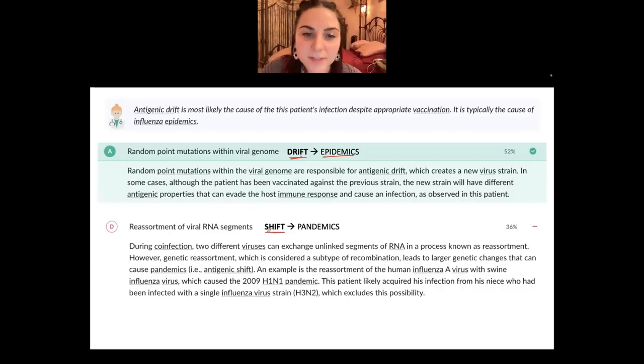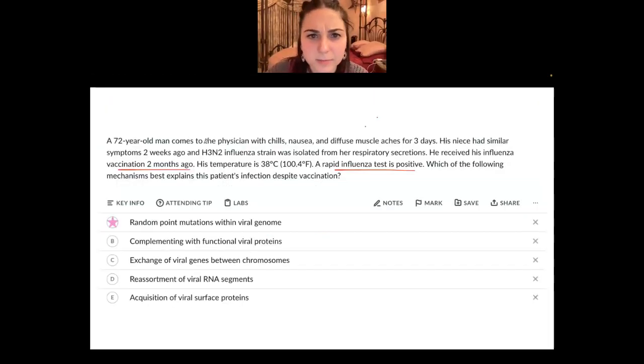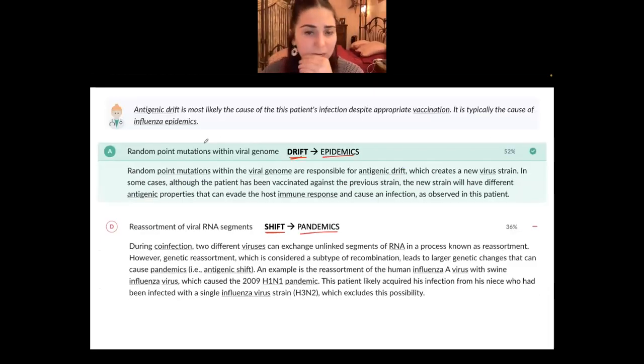And then antigenic shift, this is your reassortment. This is when multiple viruses infect the same animal, and that's what's responsible for pandemics. Something like this, where an older gentleman got it from his niece, or maybe granddaughter, whatever, that's more like an epidemic type thing. It's not like a novel flu that they've never seen before ever. Does that make sense? So shift versus drift.